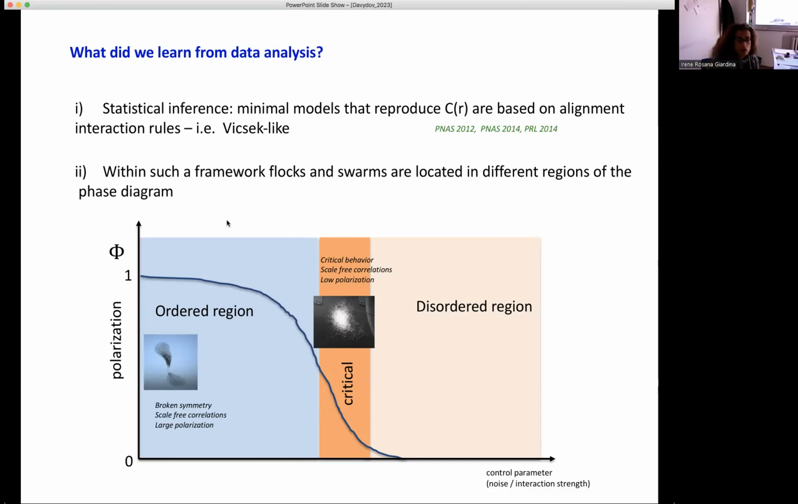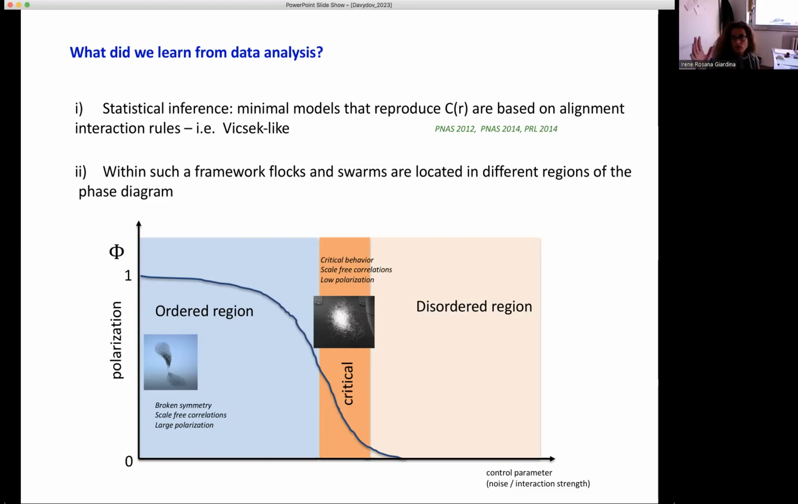But then I told you that swarms, they are not ordered. So they are placed in this region here, critical, large-scale correlations, but no order. On the contrary, flocks are in this low temperature, large order region. Very good.